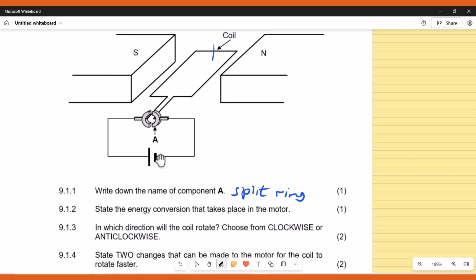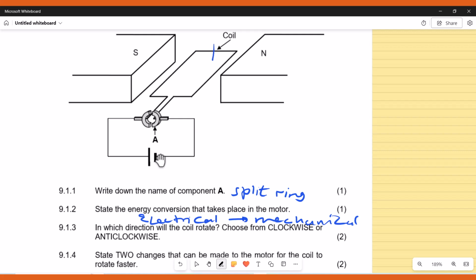Then they say, state the energy conversion that takes place in this motor. Now a motor converts from electrical energy to mechanical energy. From electrical to mechanical energy.